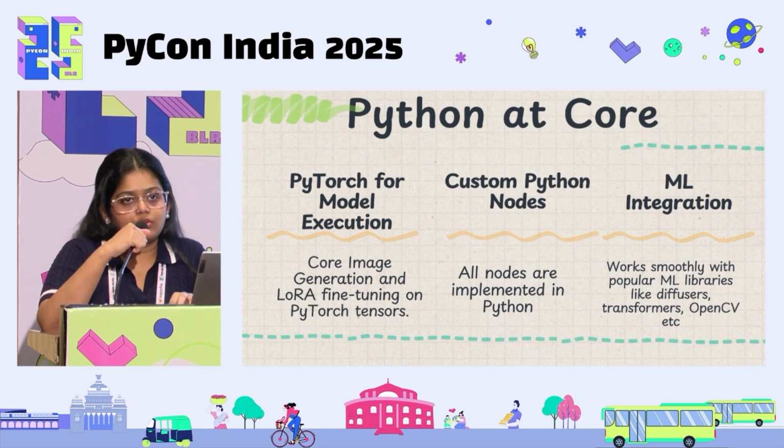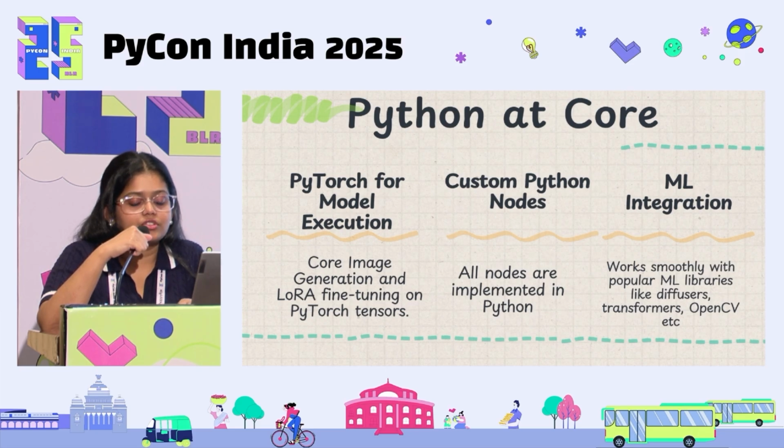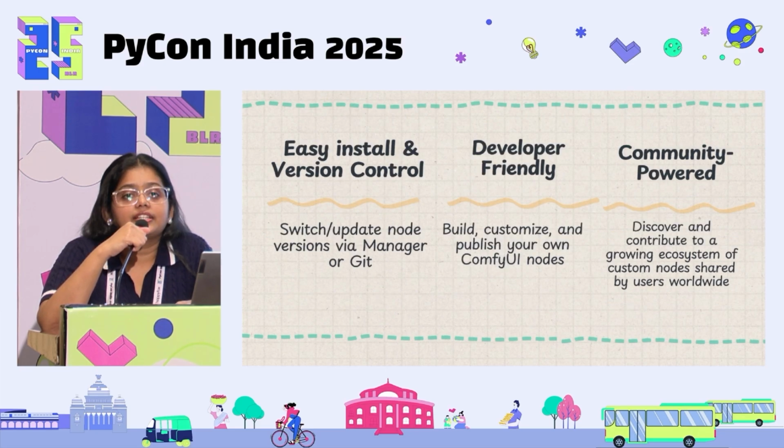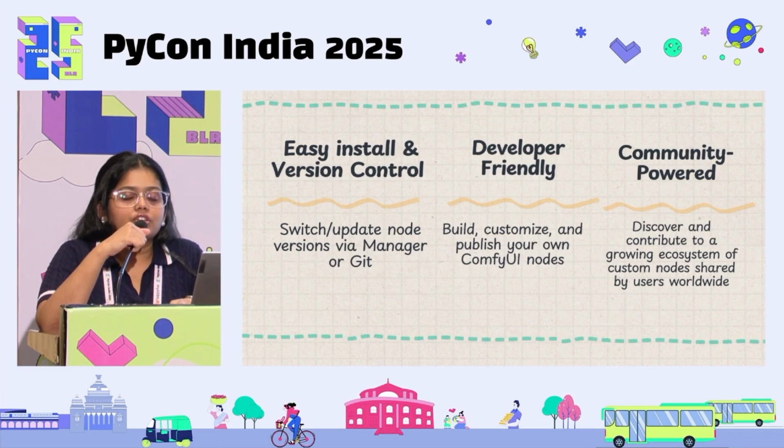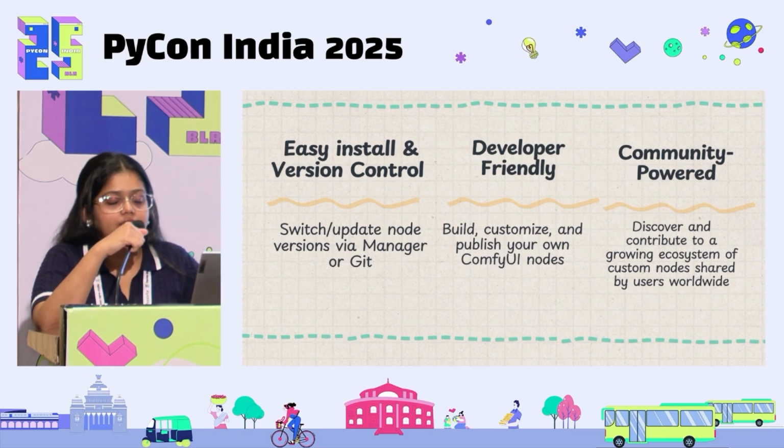Core architecture and capabilities. All core image generation and LoRA fine-tuning obviously happens on PyTorch, so you can expect that kind of speed. And like I said, all nodes are implemented in Python, so you can build your own nodes. Everything is Python, very easy to get started. And it works with all popular ML libraries: transformers, OpenCV, diffusers, and such. And like I said, it's very easy to install. It has version control. It is a very active repo, by the way. You can build and customize your nodes, and it is very community powered. Shareability is a big thing in this. You can share your outputs and reproduce them very easily.